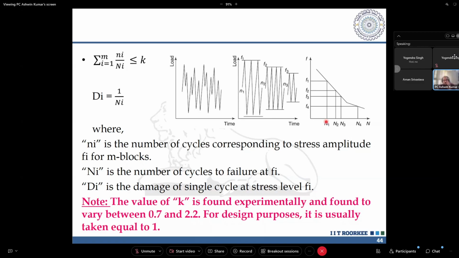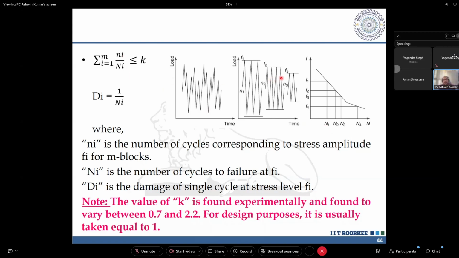So I have two values here. One is small n1, related to what the member is actually undergoing due to a particular loading, and the other is the value of capital N1, with which that particular assembly under that stress range can survive. That is the fatigue strength of that particular detail. I divide small ni by capital Ni.